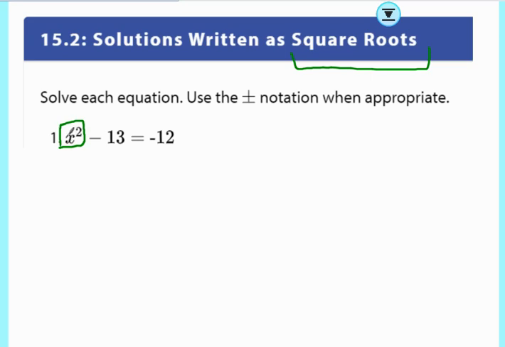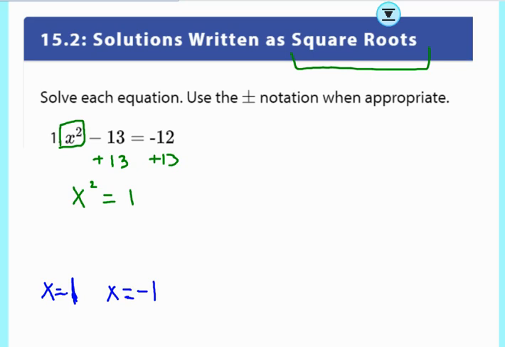So our first step is going to be moving this negative 13. And we're going to undo the negative 13 by adding 13 to both sides. So what's left is x squared equals a positive 1. And if I take the square root of both sides, in the past we were just asking ourselves, what squared is 1? Well, we know 1 squared is 1. We also know that negative 1 squared is 1.